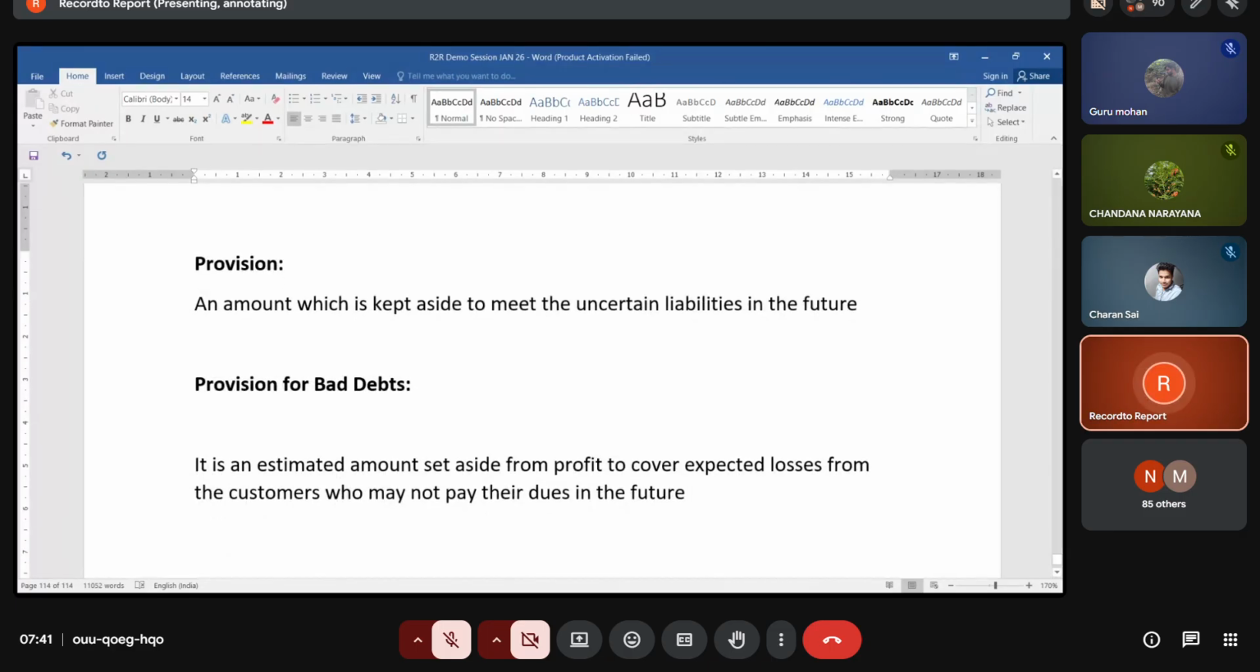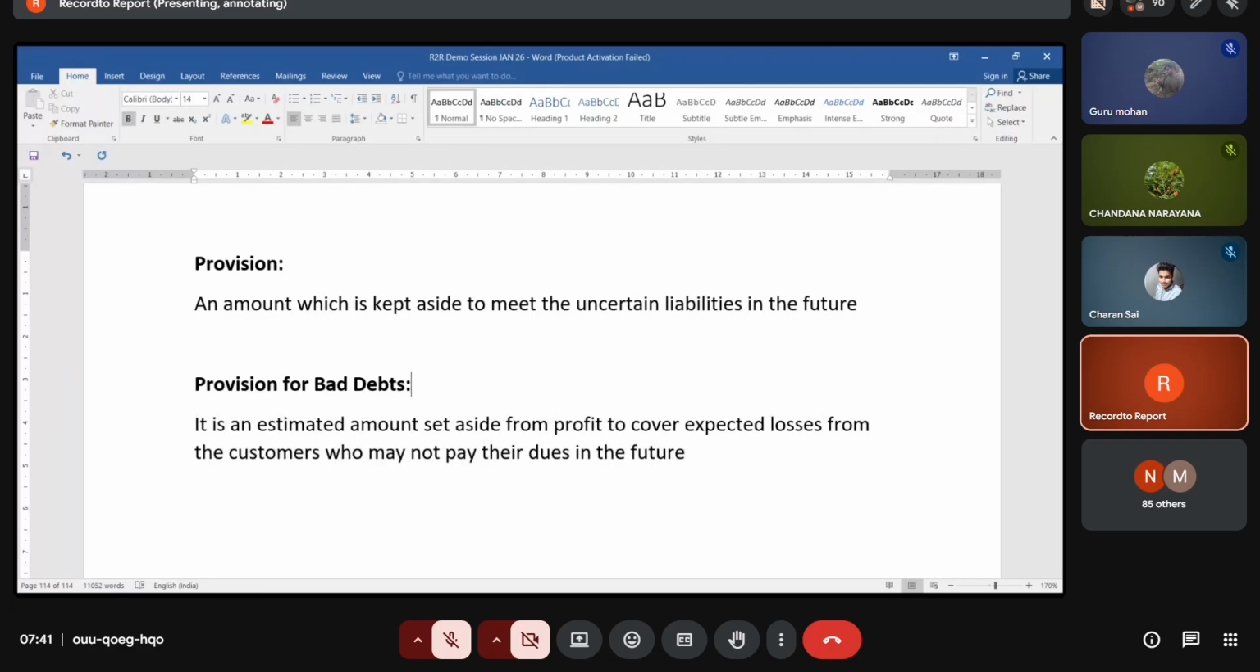So while making the sales itself, the companies will create some provisions. Example, they made sales of 10 crores. Out of the 10 crores, the company created 10% provision, which is around 1 crore. So that amount will be treated as provision for bad debts.